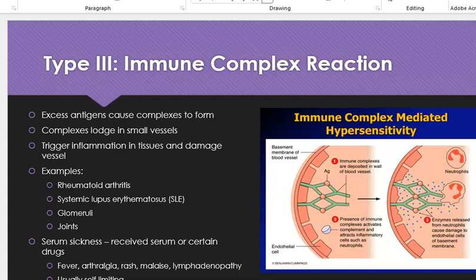You may also have serum sickness, which is from having received serum or certain drugs. Common causes of this serum sickness are penicillin and some types of antibiotics. You have fever, achy joints, rash, malaise, enlarged lymph nodes, possible polyarthritis, and nephritis about 7 to 12 days after receiving the causative agent. So teaching would be monitoring for symptoms and keeping emergency equipment available, which would be your EpiPen.